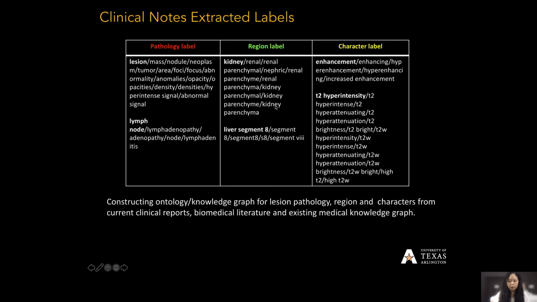So here's a table that shows the overall labels we extracted. We have all these different pathology labels. For the lesion, we have these labels, and for the lymph node, we have these following labels, and for region labels, we have different types of regions, mostly focusing on the kidney and liver. And for character labels, we have selected these following character labels.